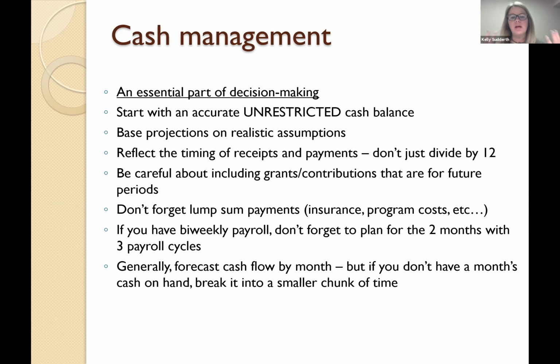You frequently have lump-sum payments like insurance costs, certain program costs, or staff bonuses that don't meet that pretty 12-month cycle where it's the same amount each month. And never, ever, ever include your restricted cash as part of that cash forecast unless those funds are actually going to be able to be used for something that you're going to be spending out of your operating budget.